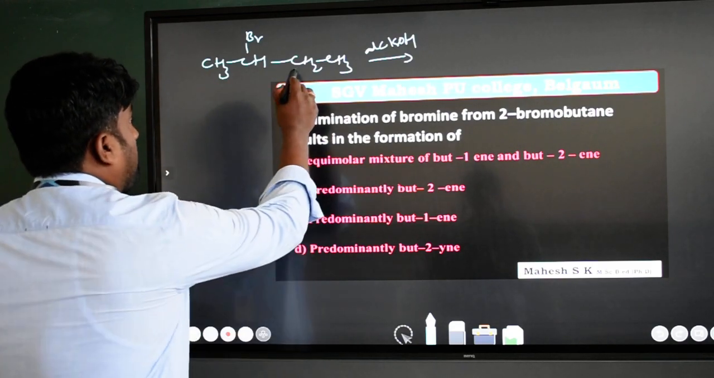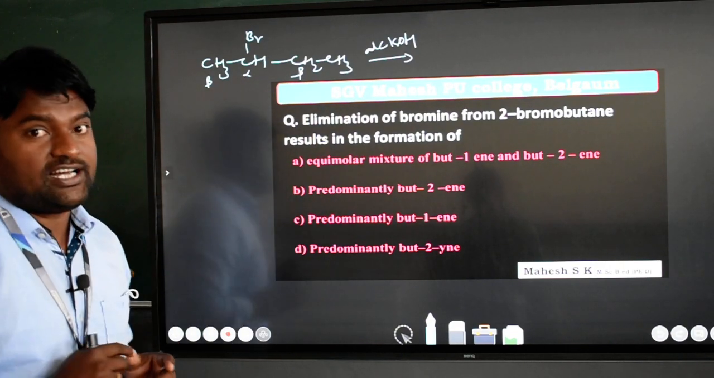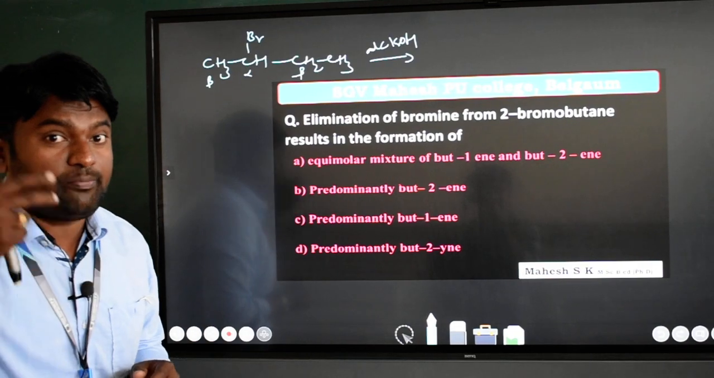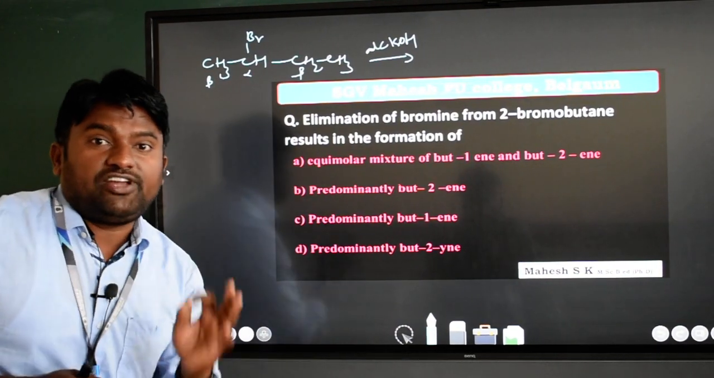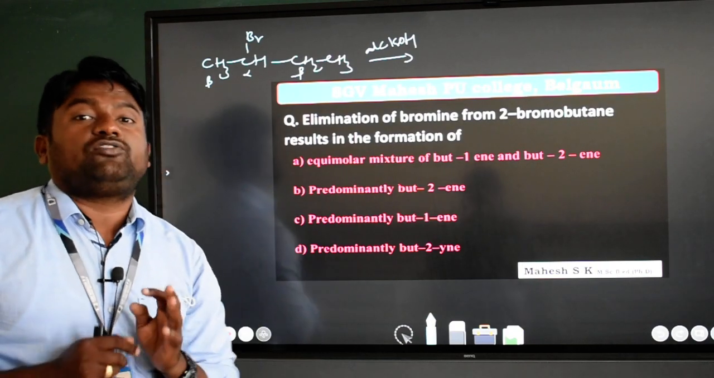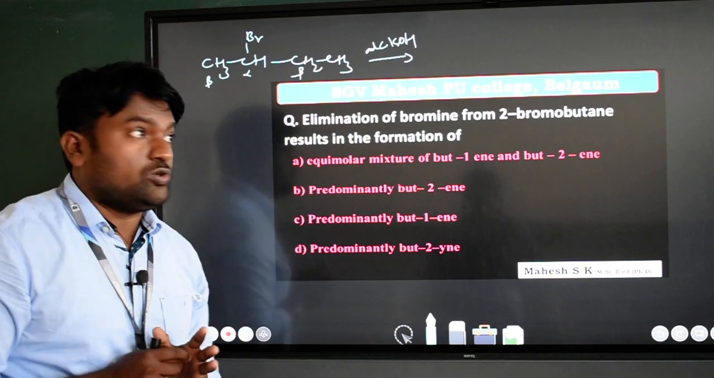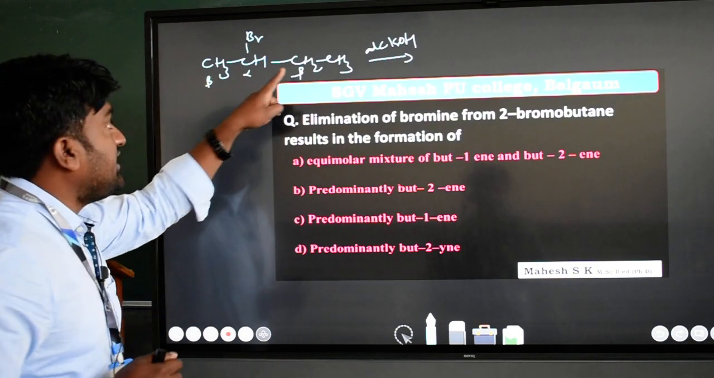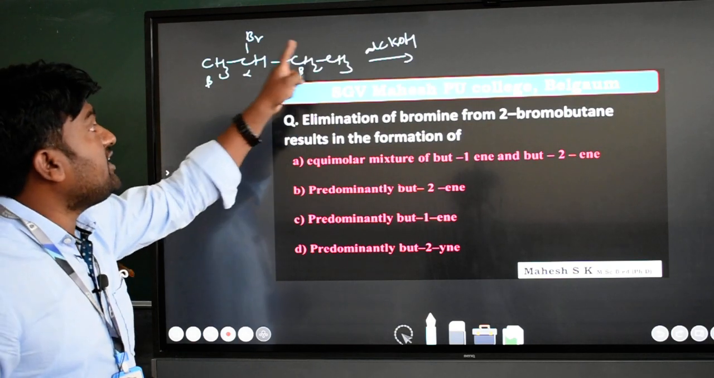Here we have beta and here also we have beta. This is alpha. So we have 2 beta carbon atoms. We have to eliminate the hydrogen from a beta carbon atom. If 2 beta carbon atoms are there, then we eliminate the hydrogen from the carbon atom that has fewer hydrogens. Here there are 3 hydrogens and here there are 2 hydrogens. So here fewer hydrogens are there, so here we can eliminate.